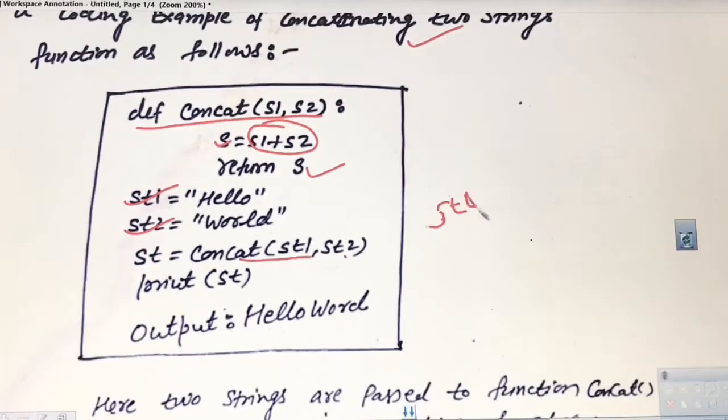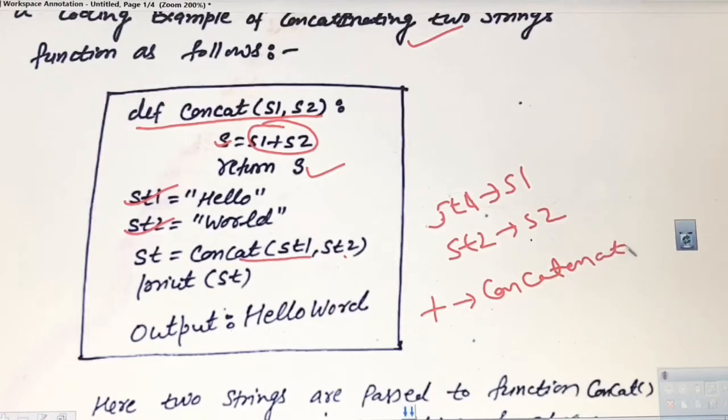The value of st1 will be copied into s1 and the value of st2 will be copied into s2. So now s1 and s2 are two string values. When the plus symbol is used on strings, it always gives concatenation. We have already studied it in 11th class in detail, all these operators, and strings, lists, everything in detail. So this plus means concatenation. So in s we will get hello world and then it will return, and st will get the hello world value and we will print that. So this hello world will be the output.